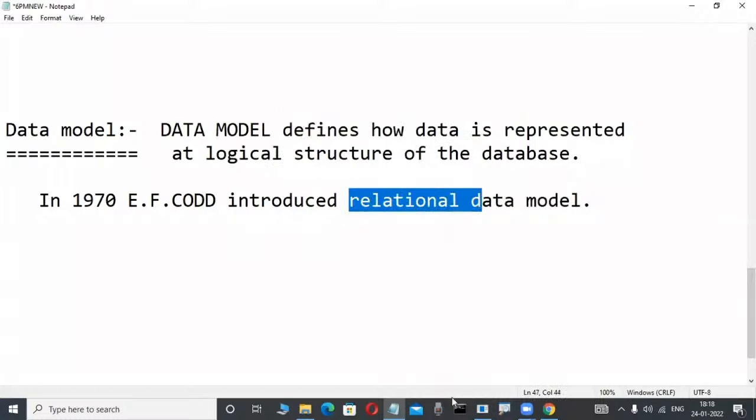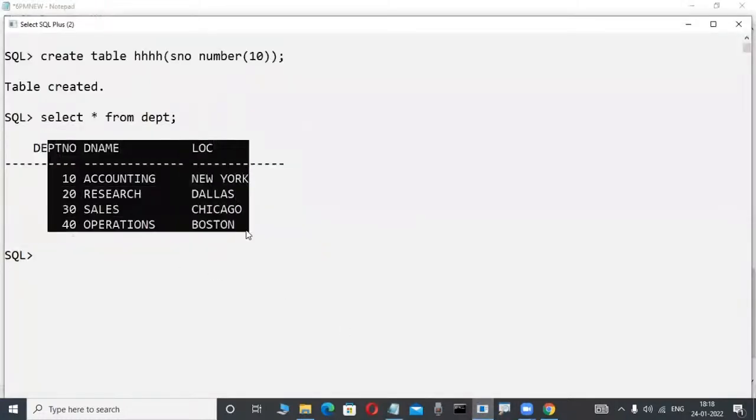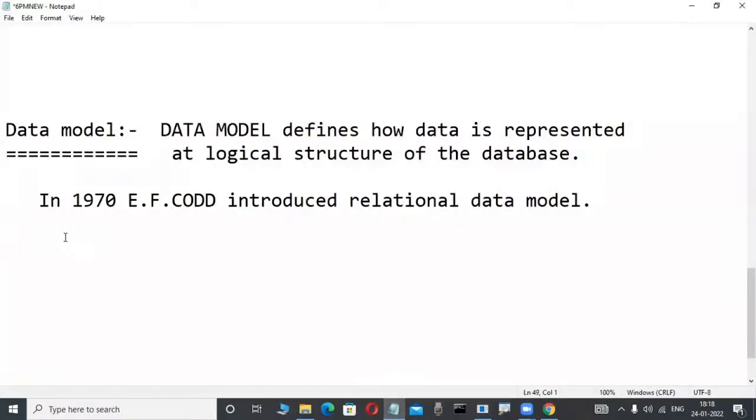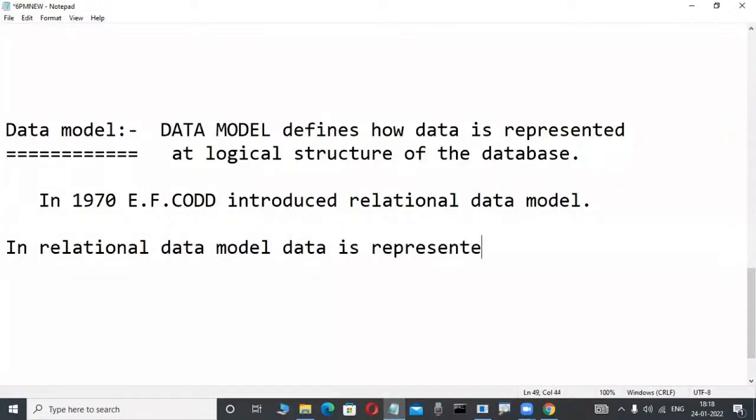Yes, relational data model means in a logical structure. This is a logical structure; this structure is not visible in the operating system. In this logical structure, data is represented in the format of rows and columns. That is nothing but two-dimensional tables. Observe it here: in the relational data model, data is represented in two-dimensional tables, in the format of rows and columns.